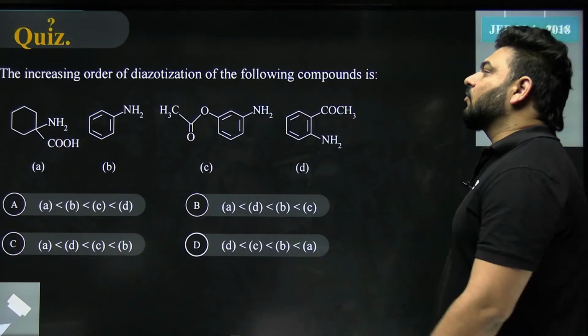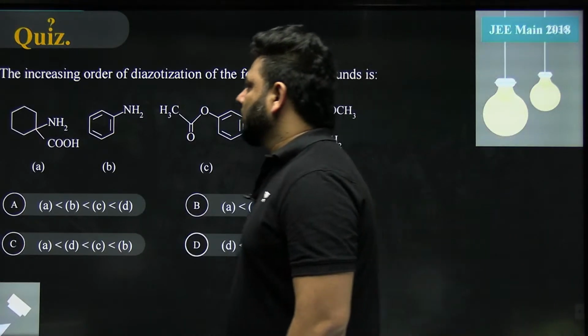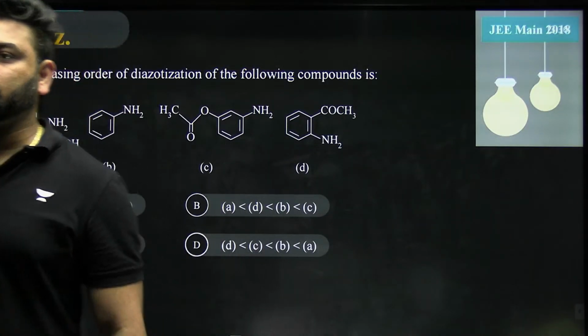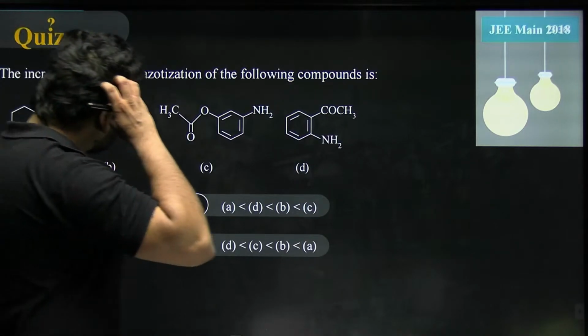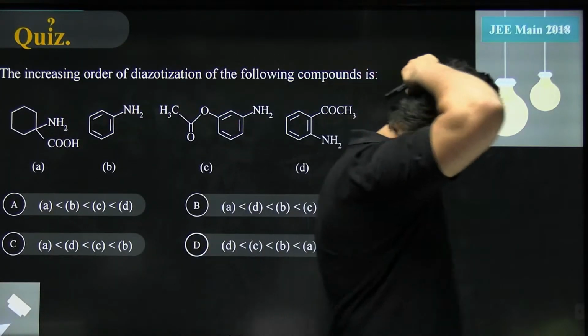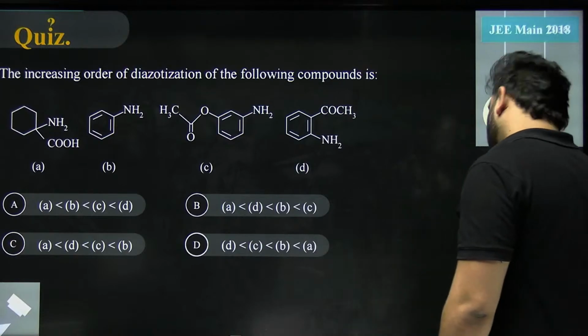The increasing order of diazotization. The diazotization reaction is actually an attack of nitrogen on the nitrosyl group. So, the higher the negative charge there, the higher the rate of reaction. So, what do you find? An electron donating group will help.